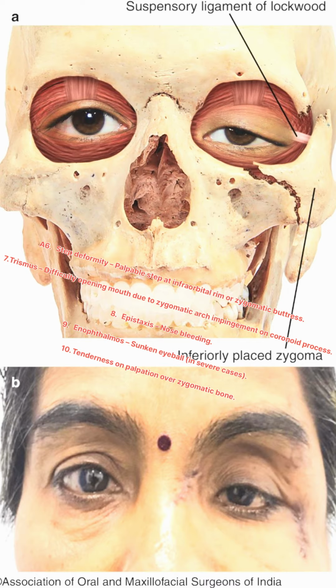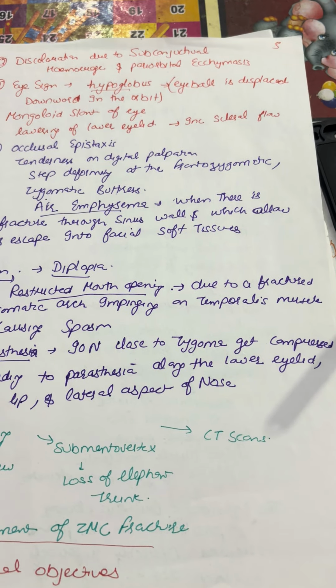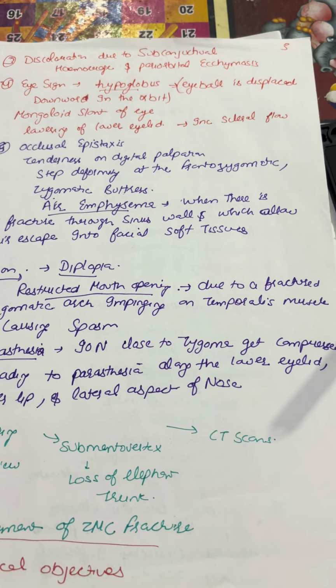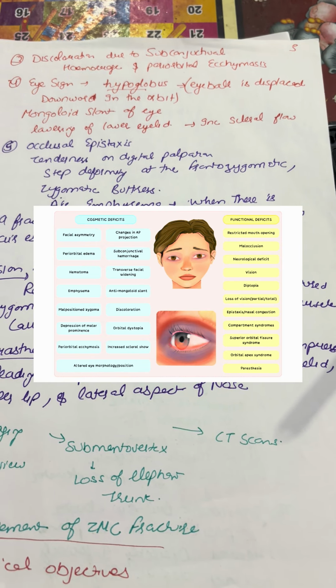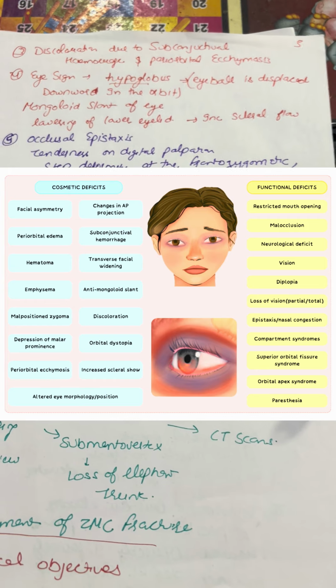buttresses. Air emphysema, when there is a fracture through the sinus wall which allows air to escape into the facial soft tissue. Diplopia, it means double vision. Restricted mouth opening due to fracture of the zygomatic arch impinging on the temporalis muscle causing spasm. Paresthesia: the infraorbital nerve is close to the zygoma and gets compressed, leading to paresthesia along the lower eyelid, upper lip and lateral aspect of the nose.